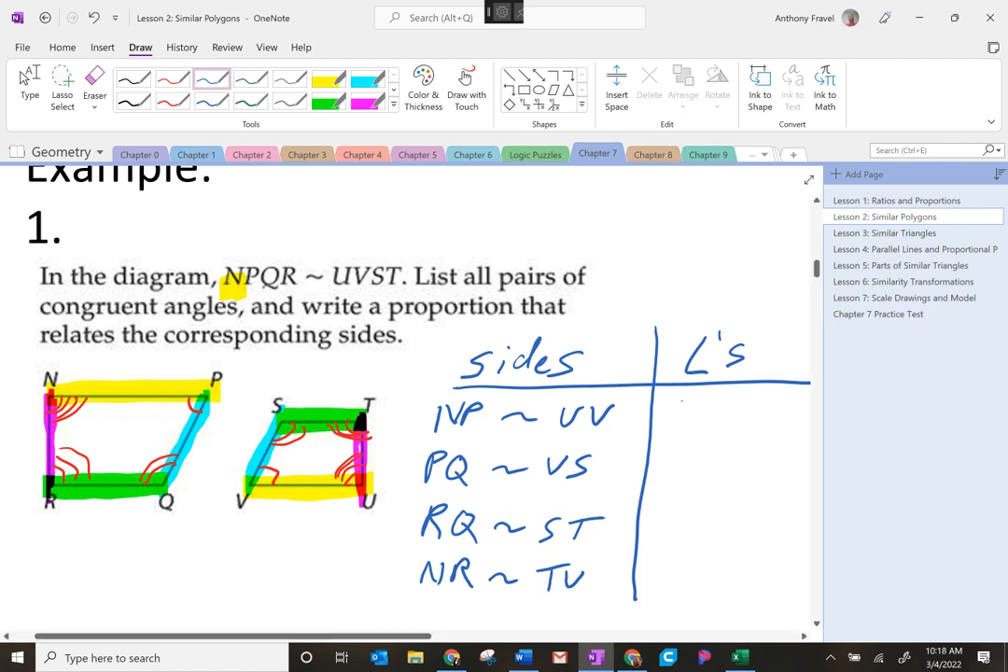I'm going to have angle N is the exact same as angle U. I've got angle P is going to be the exact same as angle V. I've got angle Q will be the exact same as angle S. And then angle R is going to be the exact same as angle T.